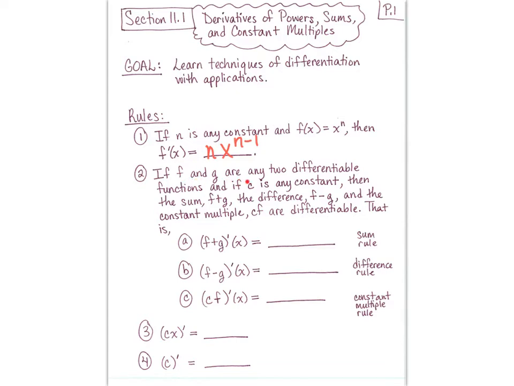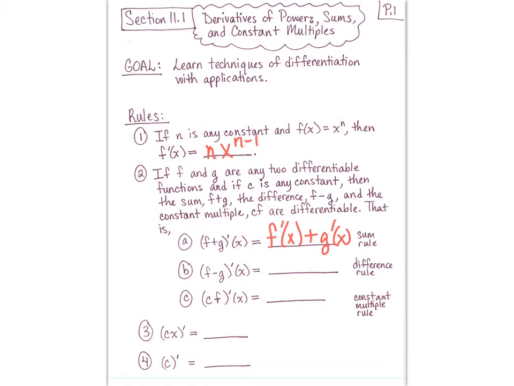If f and g are any two differentiable functions, and if c is any constant, then the sum f plus g, the difference f minus g, and the constant multiple c times f are all differentiable. That is, if f and g are differentiable, then the derivative of the sum f plus g will be equal to f prime of x plus g prime of x.